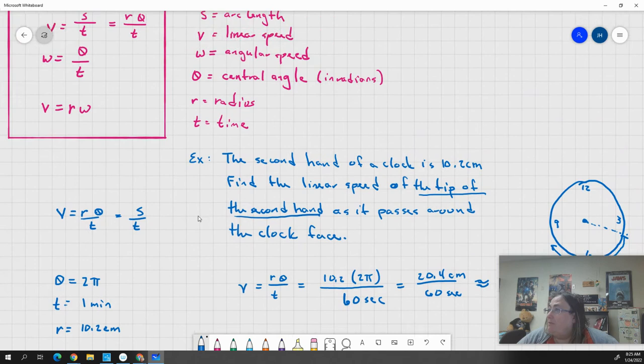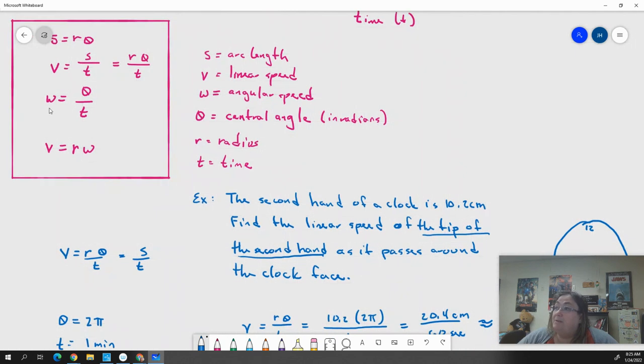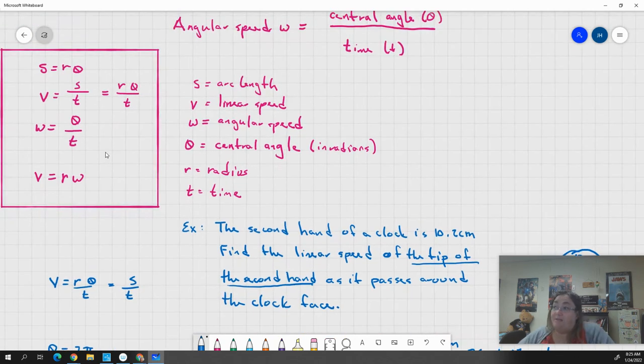So the trick here is to know your formulas, what each piece means. If it says, hey, we are looking for linear speed, well, linear speed is v. How can we find it? Well, we can find it by knowing the arc length over time. We know that the arc length equals the radius times theta, over time. Time's the easiest one to find. Sometimes we'll be looking for the angular speed, right? We need to know theta and we need to know time. So we can break these pieces up a little bit, right?